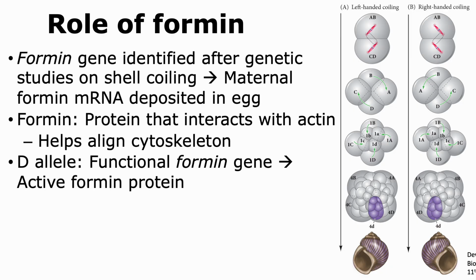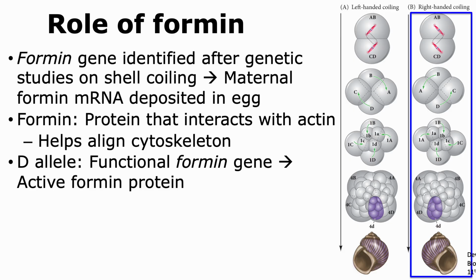Now, the capital D allele of the formin gene gives rise to a functional formin protein. Thus, when the maternal D allele messenger RNA is present in the zygote, it is able to give rise to cleavage patterns that promote right-handed coiling or dextral coiling.